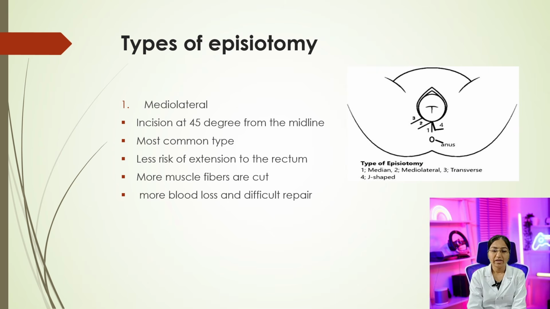Next, we'll see the types, a very important one. Types of episiotomy. Here we can see the 4 types. We'll discuss the first type, that is mediolateral. Here, incision at 45 degrees from the midline. It is the most common type. And also less risk of extension to the rectum. And then more muscle fibers are cut. Here, more blood loss and difficult to repair.